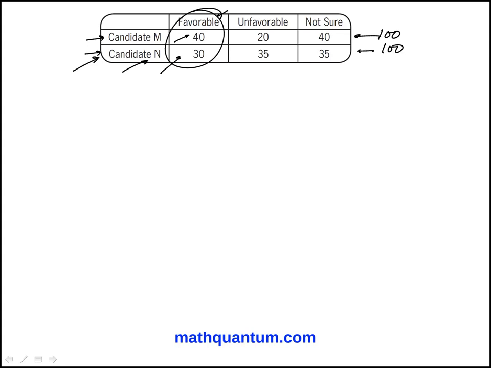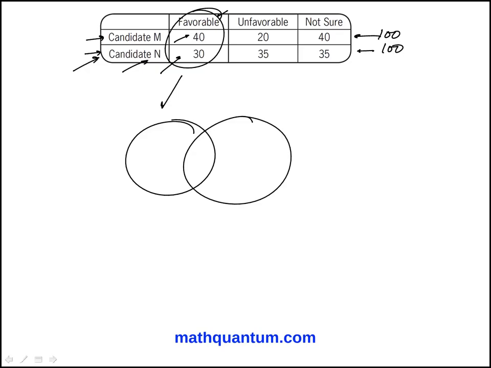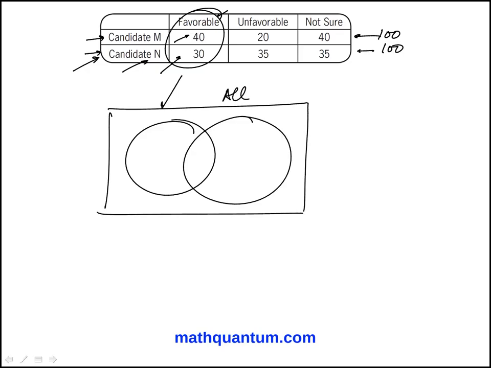You know, there's some kind of an overlap here. The best way to think about this is using a Venn diagram. So if this is all voters, and so this is 100, then we know that 40 of the voters said favorable to candidate M, and here it's 30.